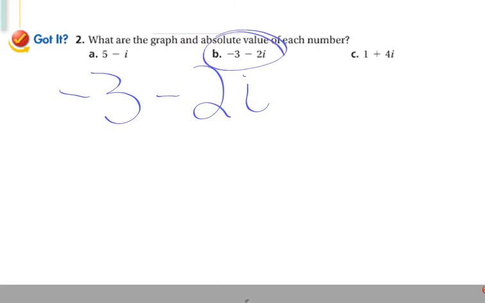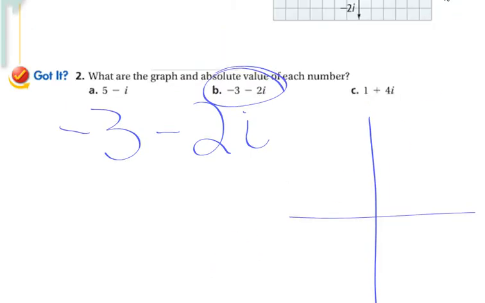-3 minus 2i. So graph it and give me the absolute value of it. And I'm going to pause the video now. All right, so let's, everybody at once hold up your work and let's see what we've got.